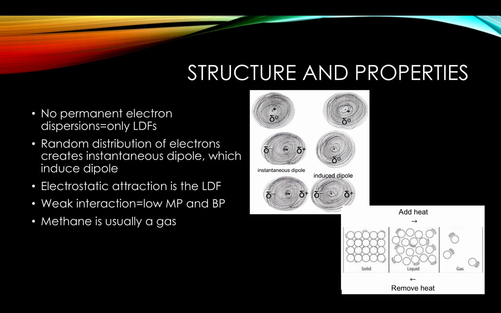The LDF can be easily broken because it isn't a strong interaction. As soon as you heat up a substance with LDFs, the electrons will start moving more and dispersing around the molecule, changing the partial charges of the molecule and breaking LDFs. A solid would have the most LDFs, a liquid has some, and a gas has a very little amount. Since the only interactions between methane molecules are LDFs, and they aren't very strong, methane has a very low melting point and boiling point, which means it usually exists as a gas.